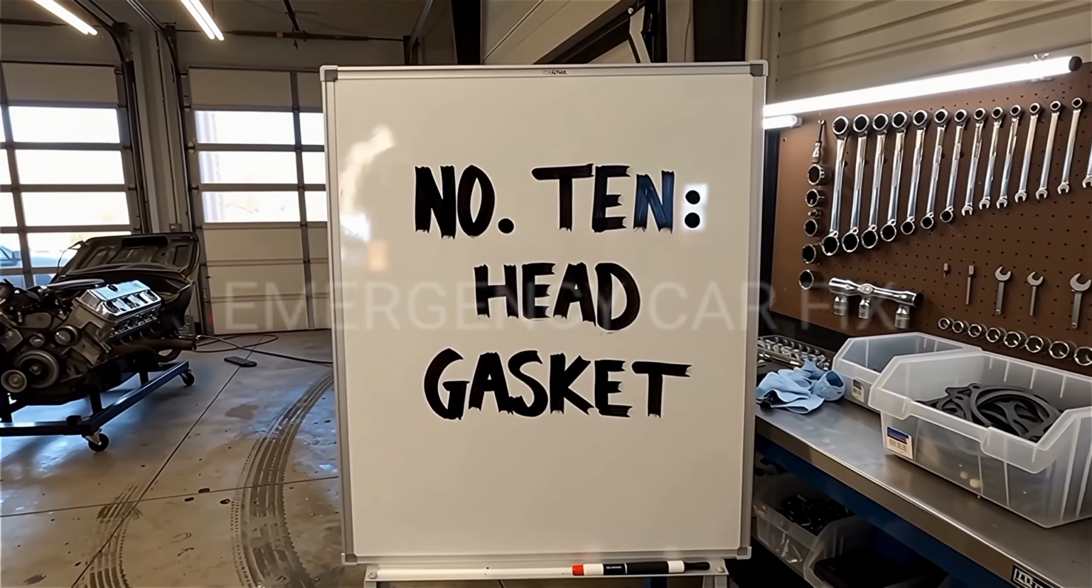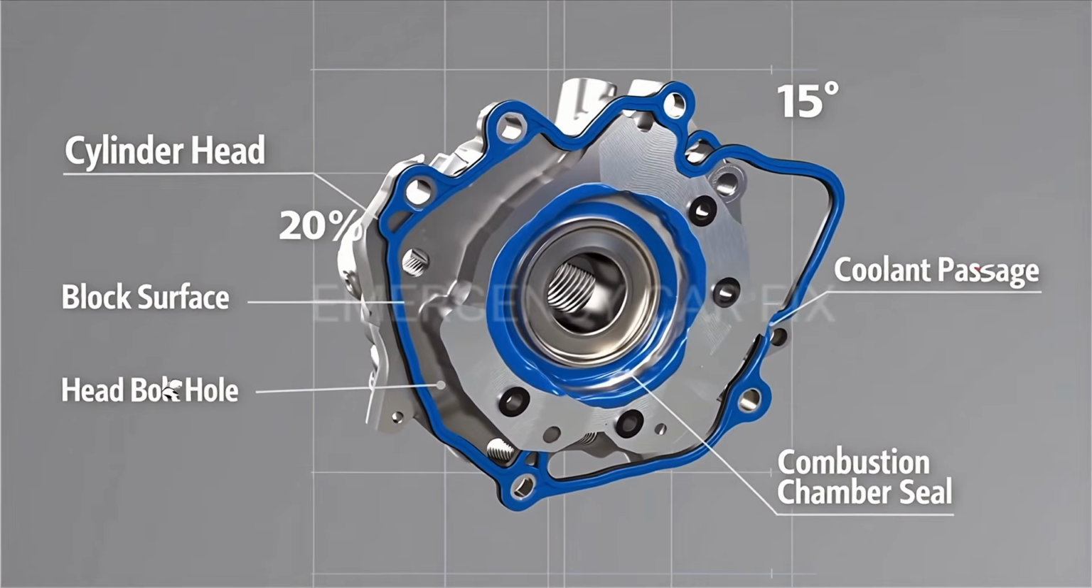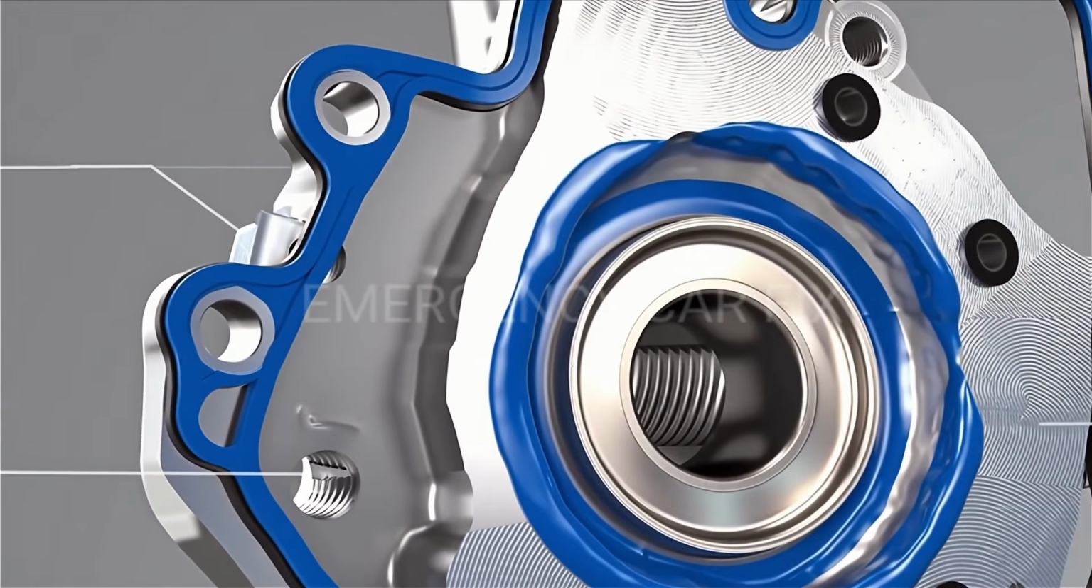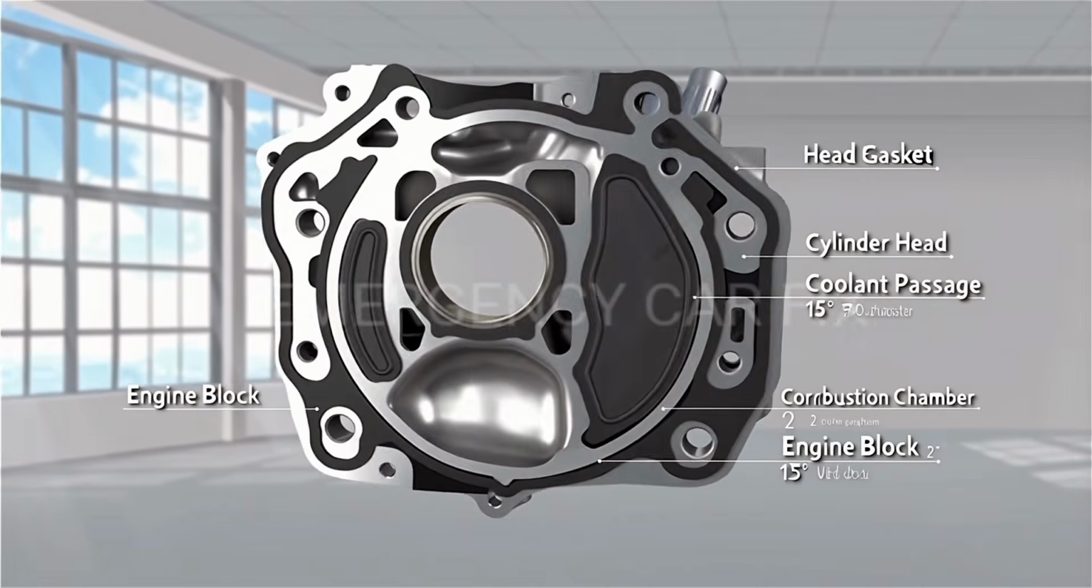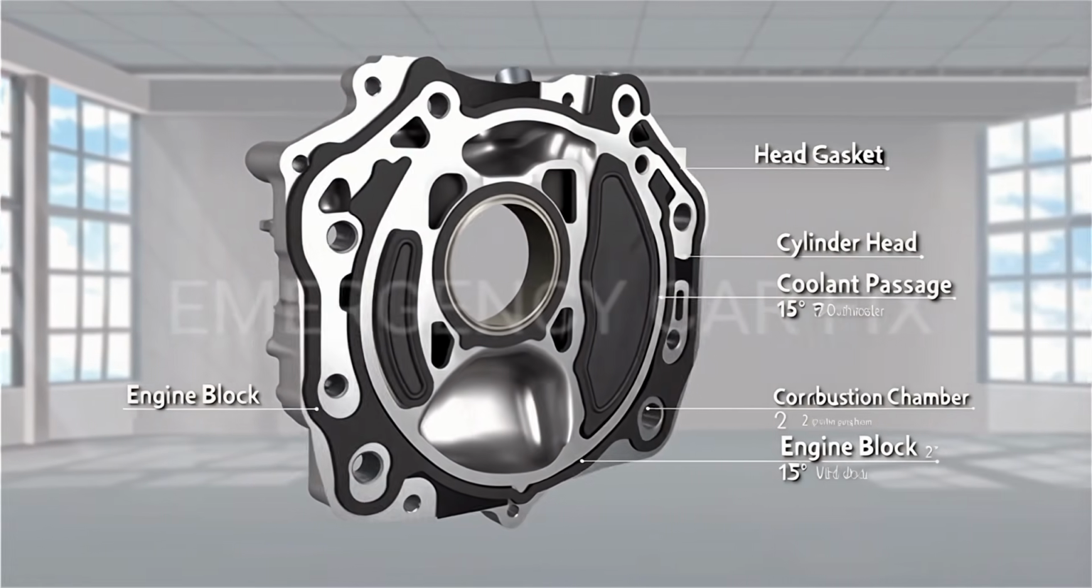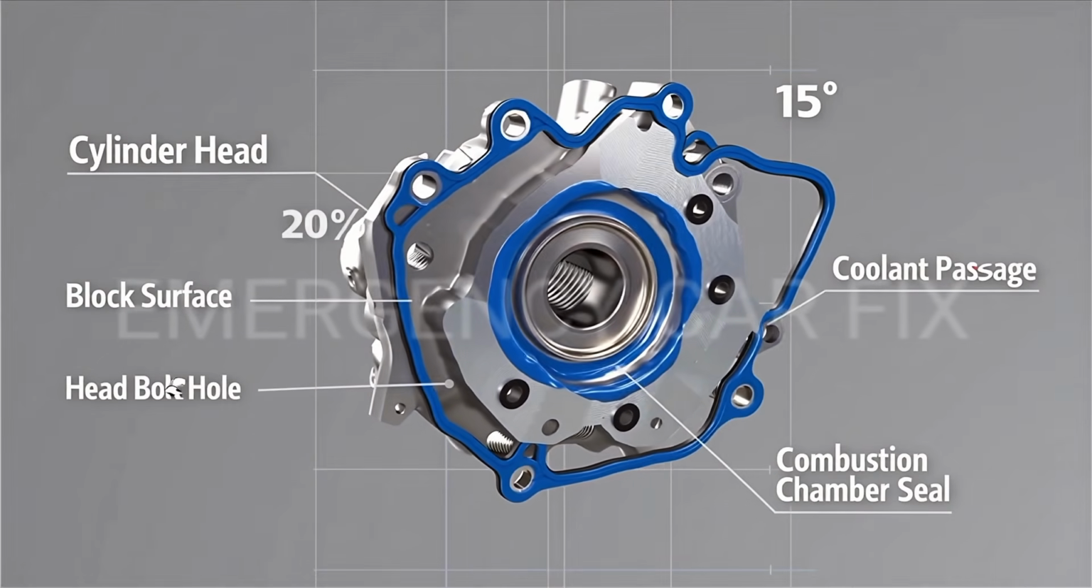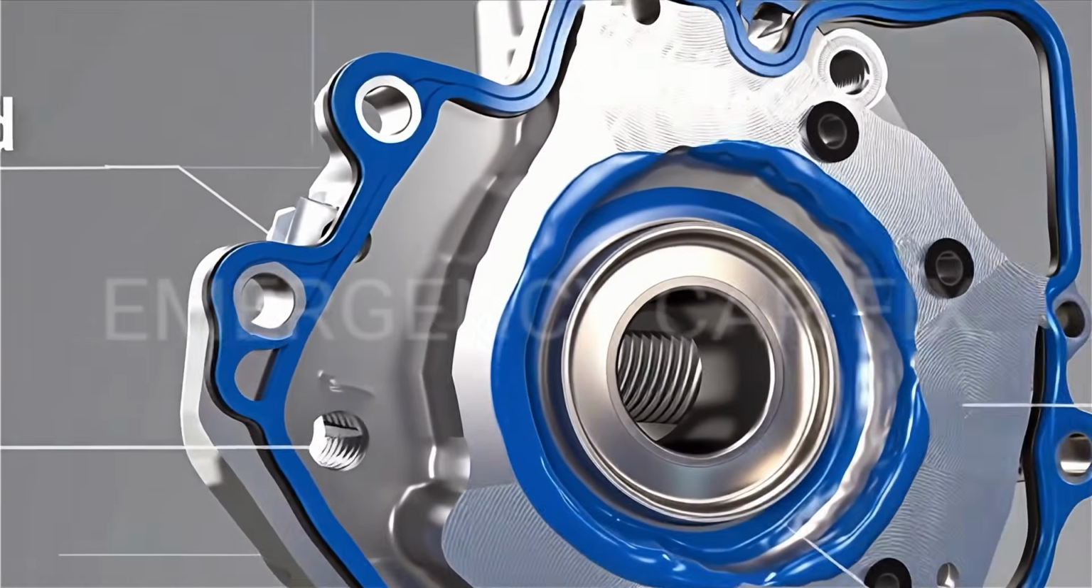Number 10. Head gasket. The head gasket forms a tight seal between the engine block and cylinder head, preventing leaks of coolant, oil, and combustion gases, while maintaining compression and ensuring efficient engine performance under high pressure and temperature conditions during operation.